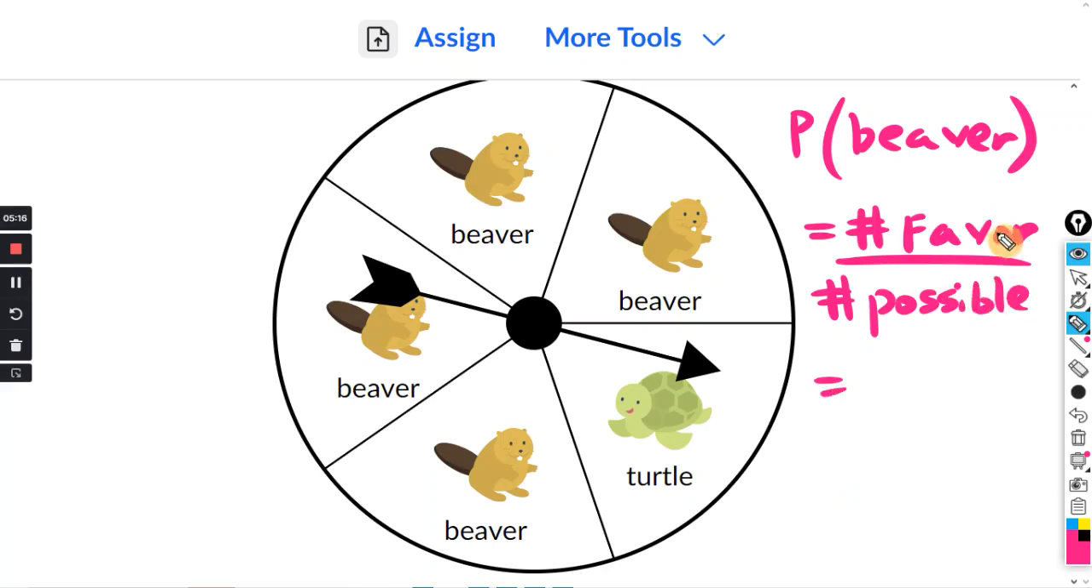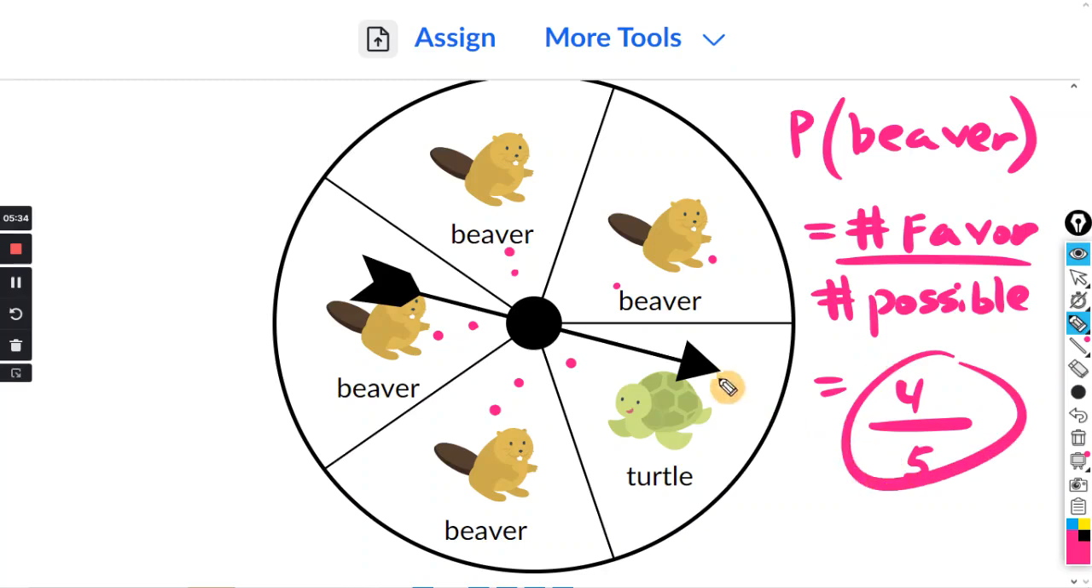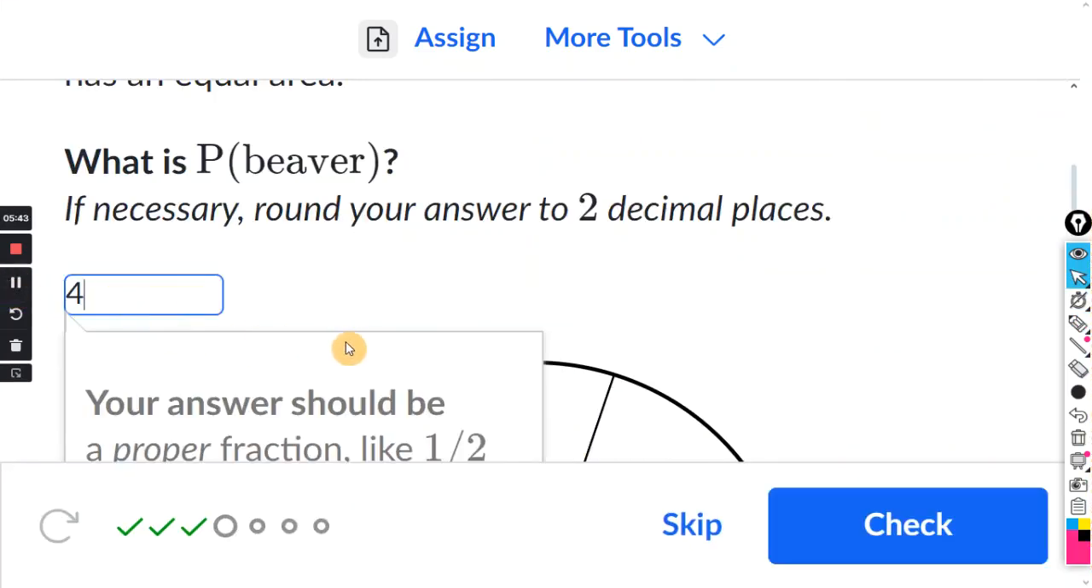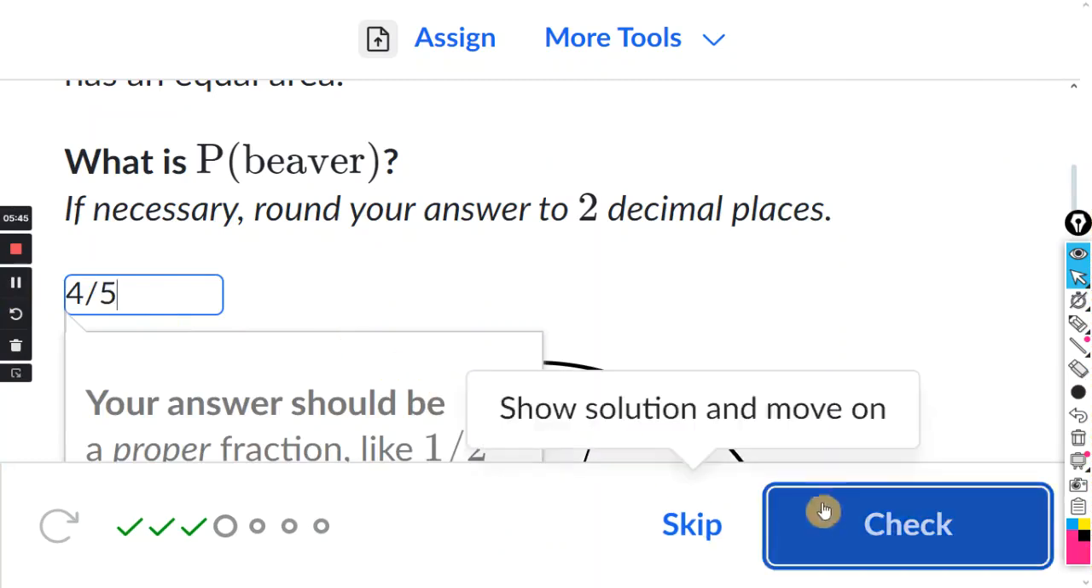The favorable outcomes are landing on beaver. How many beavers are there? 1, 2, 3, 4. So in the numerator, that's a 4. And the total, all 5. 1, 2, 3, 4, 5. So there's a 4 out of 5 chance it lands on beaver, and that makes sense. So in the box, 4/5.